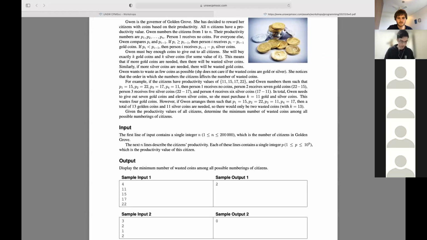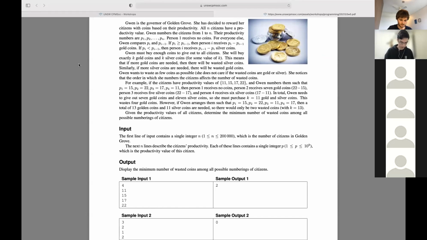So it's kind of a long statement, so I'll try to explain the statement through the samples. So in this problem, you're given an array of numbers, up to 200,000 numbers, each between 1 and 1 billion. And you're going to want to order them in some optimal way, so you want to find some optimal ordering of them.